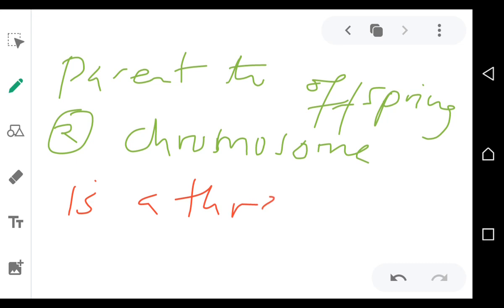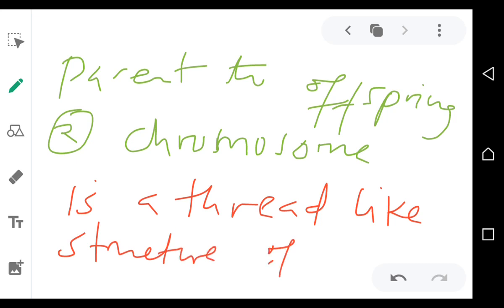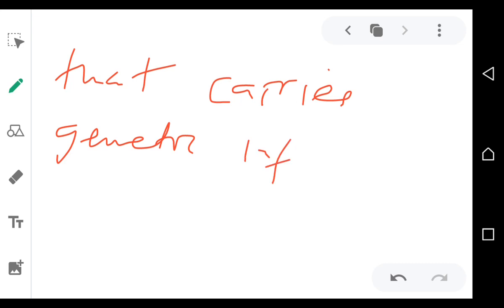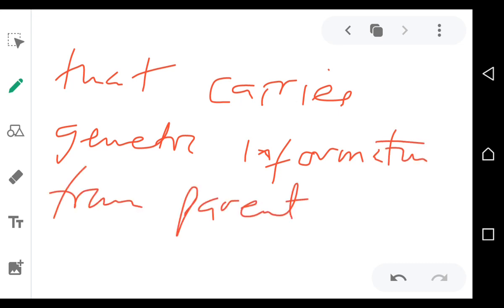So a chromosome is a thread-like structure of a DNA that carries genetic information from parent to offspring. Okay?